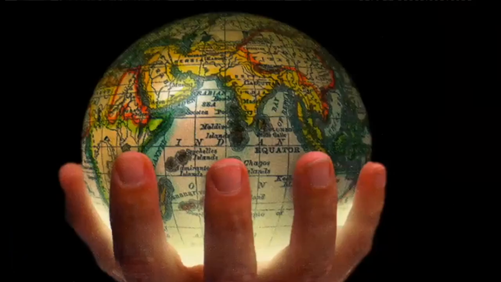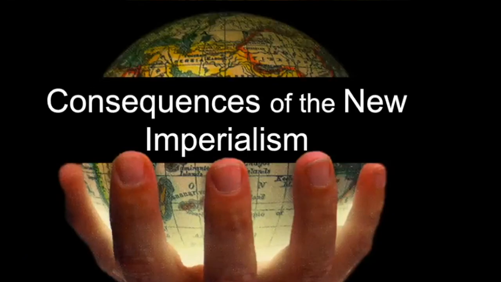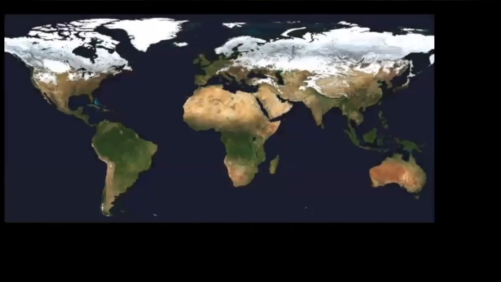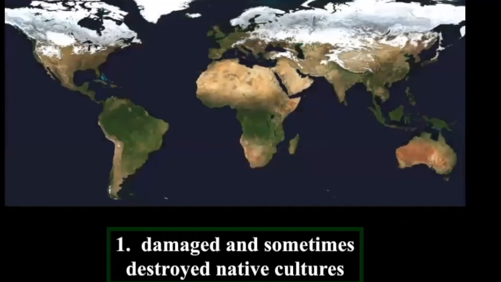Now, effects of new imperialism, or consequences of new imperialism, are going to be fairly negative for the colonies and fairly beneficial for the colonizers. So new imperialism is going to damage and sometimes even destroy native cultures. You're going to see increased nationalism in the colonies in response to this damage. The colonies are going to want independence. So increased nationalism, the desire for self-rule. This is going to lead to organized resistance against the imperial power.